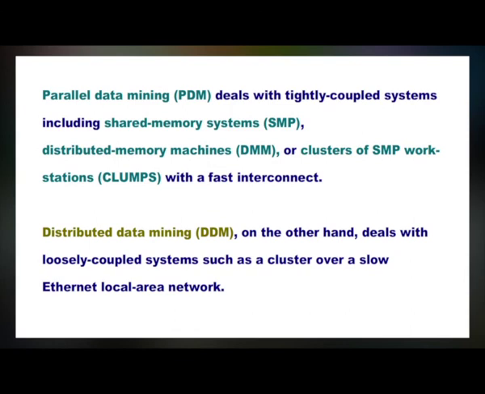Now, we have a good idea about what data mining is, what parallel data mining is, and how it is applied. Let me give you a summary. Parallel data mining deals with tightly coupled systems, including shared memory systems, that is SMP, distributed memory machines DMM, or clusters of SMP workstations called clumps with a fast interconnect. DDM, on the other hand, deals with loosely coupled systems such as clusters over a slow Ethernet local area network. And it also includes geographically distributed sites over a wide area network like the internet.